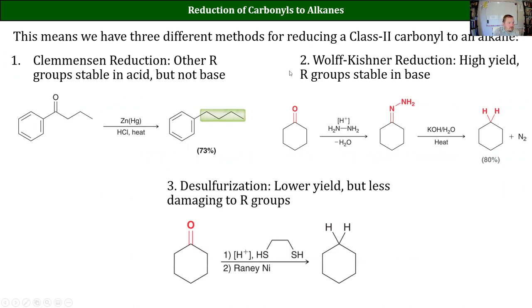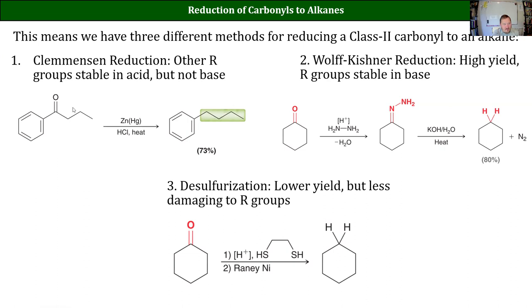All right, so here's a summary slide. These are the three main methods we have at this point for reducing carbonyls to an alkane. Back when we were first looking at aromatics, we had this reaction called the Clemmensen reaction. We didn't go over its name. But if you have a benzylic carbonyl, you can convert it to an alkane if you expose it to this zinc-mercury alloy with HCl and heat, and you get a decent yield. If it's not a benzylic carbonyl though, we can't use that method.